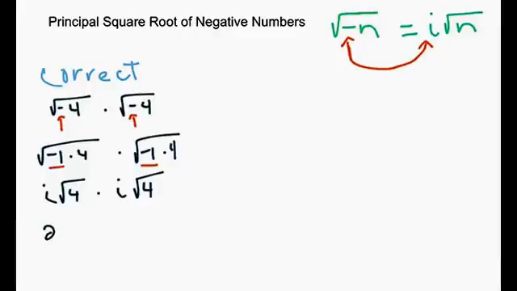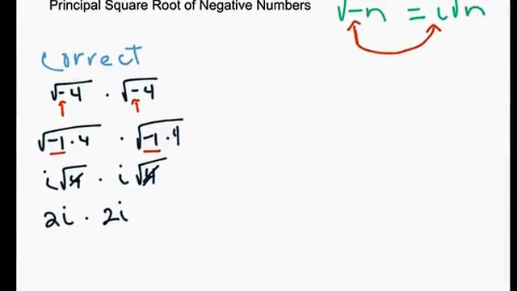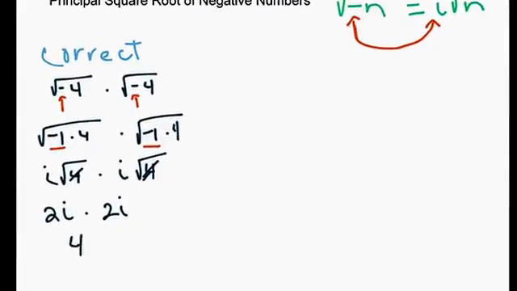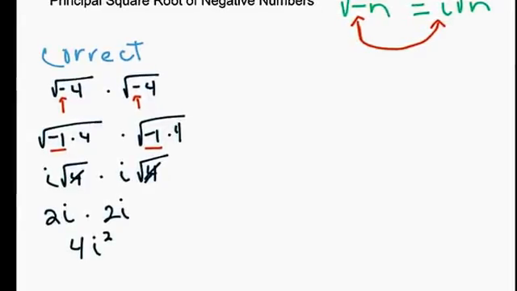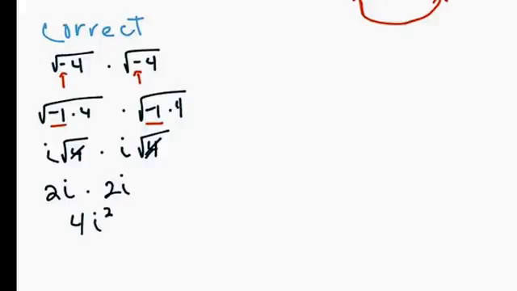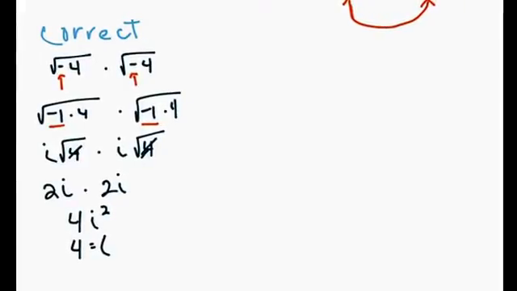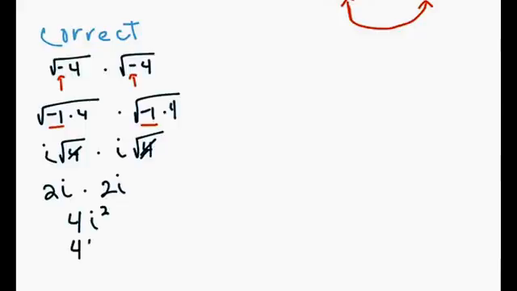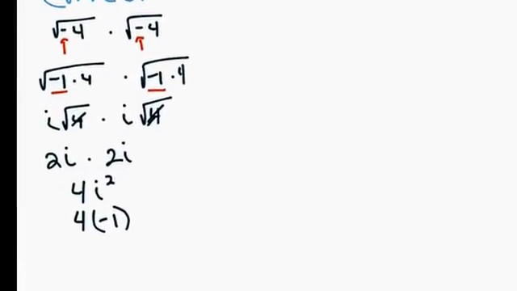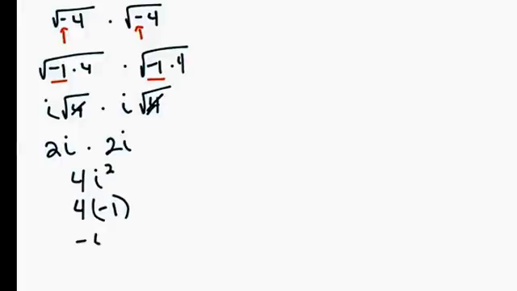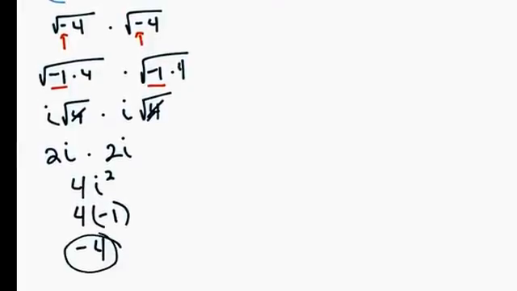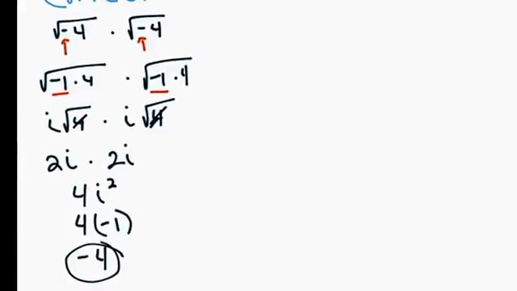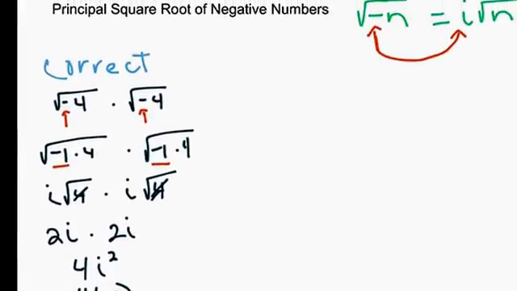Okay, so what is the square root of 4? The square root of 4 is 2, but we've got this i out here. The square root of 4 over here is 2 with its i. Now what is 2 times 2? 4. And what's i times i? i squared. But what is i squared equal to? i squared, we just learned, is equal to negative 1. So negative 4 is our correct answer. Okay, this is the correct way to use it based on the principal square root of negative numbers.